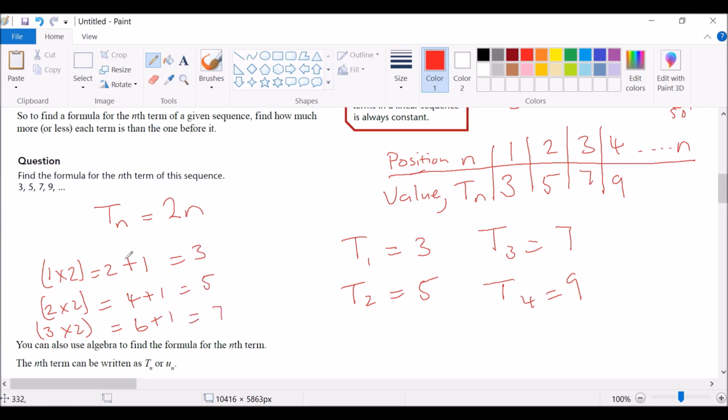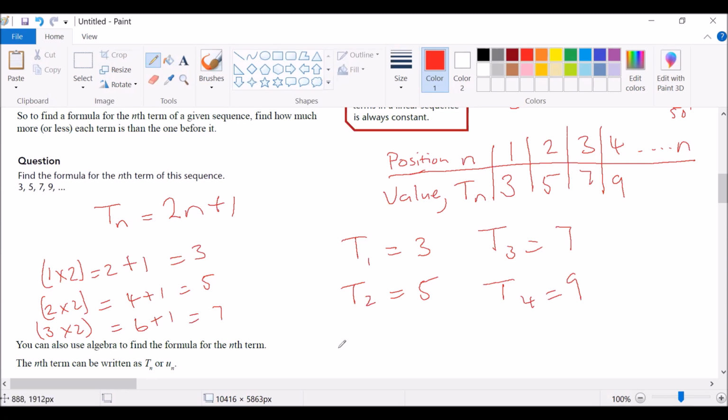So we can see the trend. We are multiplying the position by 2, and we are then adding 1. So we can say any term at position n will be equal to 2 times its position plus 1.